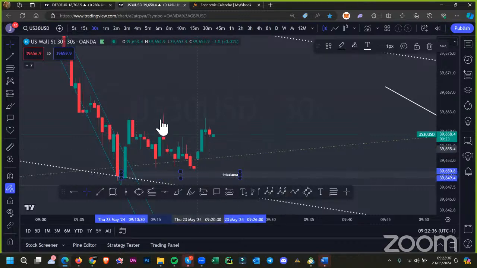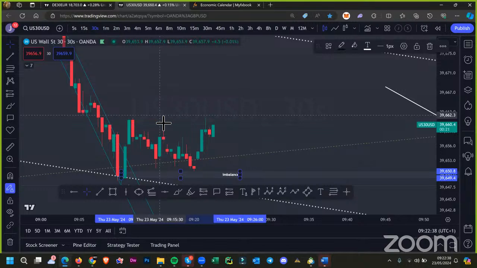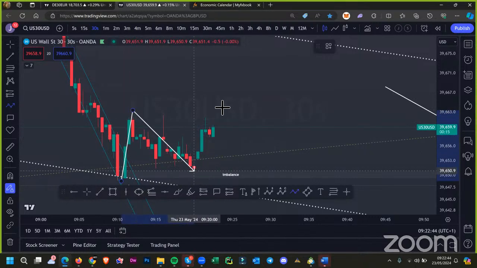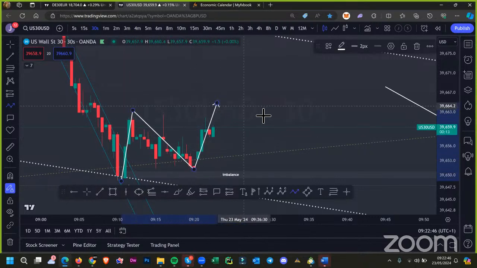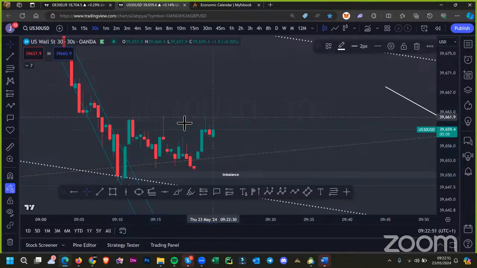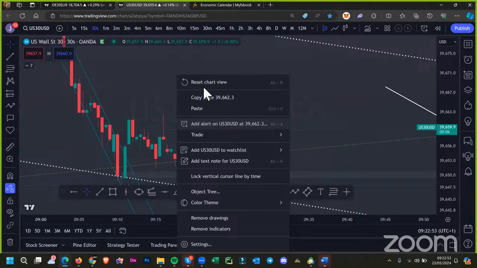The question right now is, are we going to get a nice closure above this level to make this a higher high, higher low, and higher high? That is the question. Is that going to happen? Now, I don't want to sit here with my mouth open, so I'm going to pop an alert here. Add alert, crossing up.